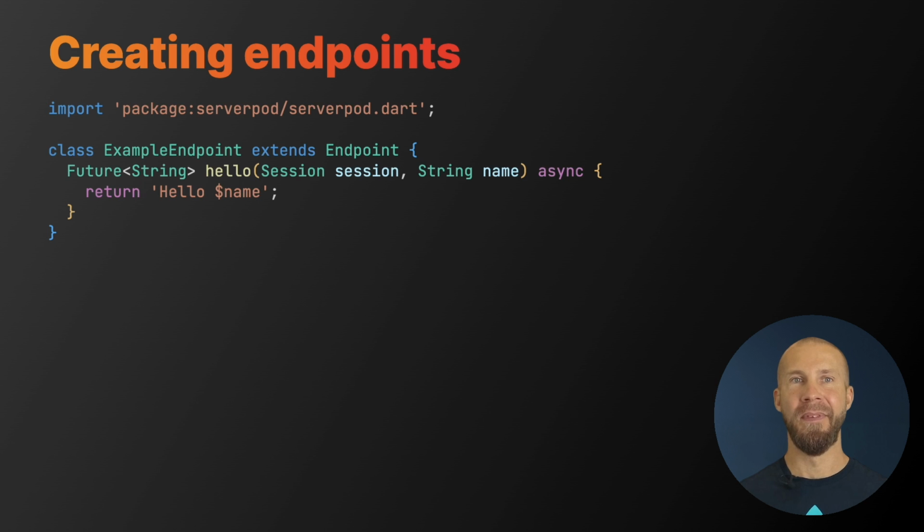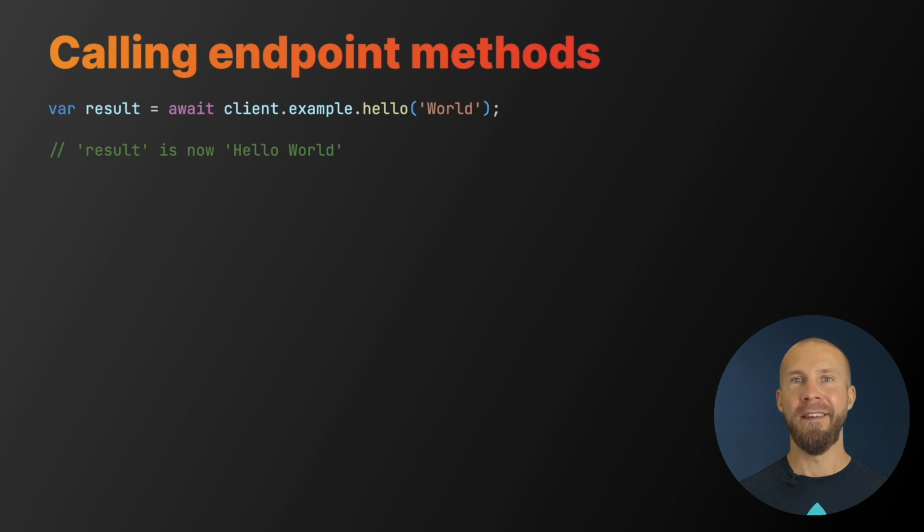After you run serverpod generate, we can call the server methods from our Flutter app just as if it were a local method. In this example, we access the hello method of the example endpoint, pass a string to it, and then wait for the result. The result will be hello world. Easy as that. Now, let's look at how we can create data models and serialize data.